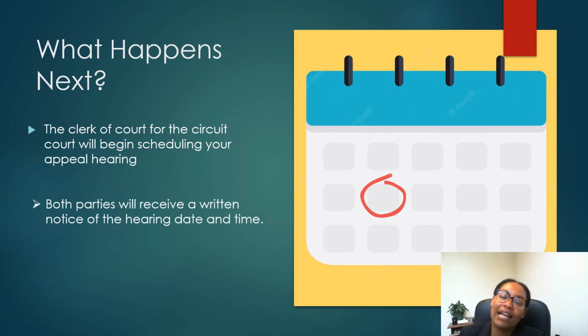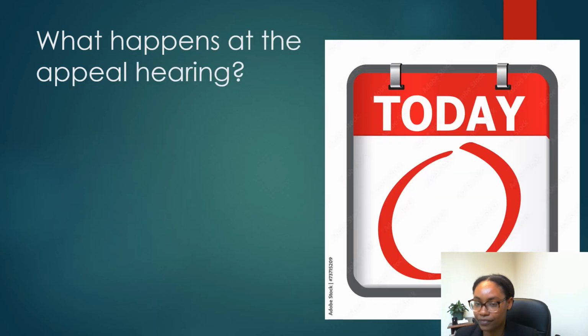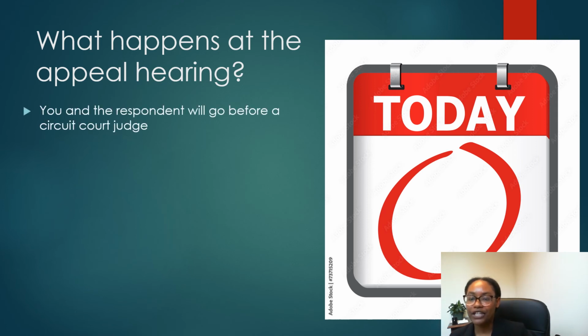Once a hearing date and time is set, both you and the respondent will receive a written notice of the hearing date and time. So you've waited and waited, and a hearing date and time was set, you were notified in writing, and now you may be wondering, okay, what happens at the appeal hearing? Generally speaking, you and the respondent will be going before a circuit court judge.